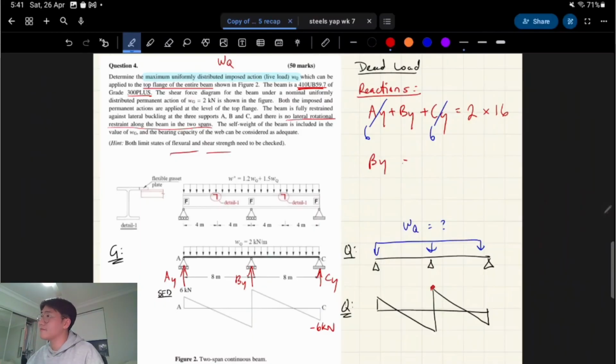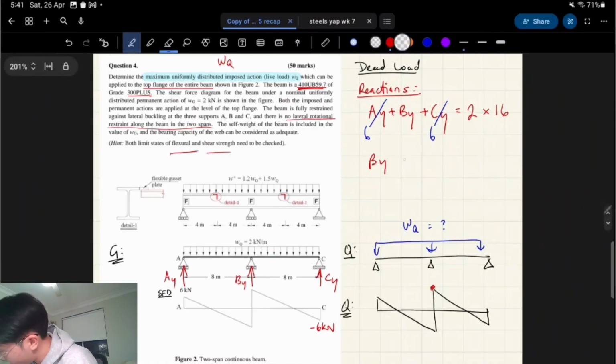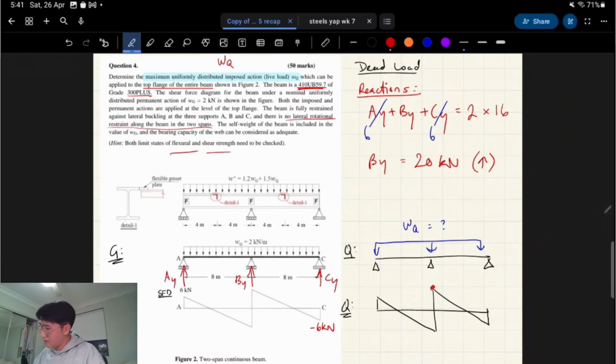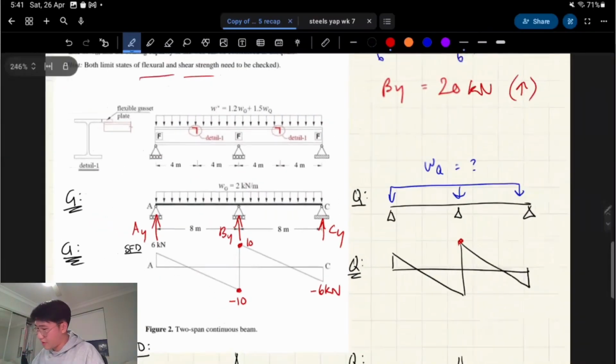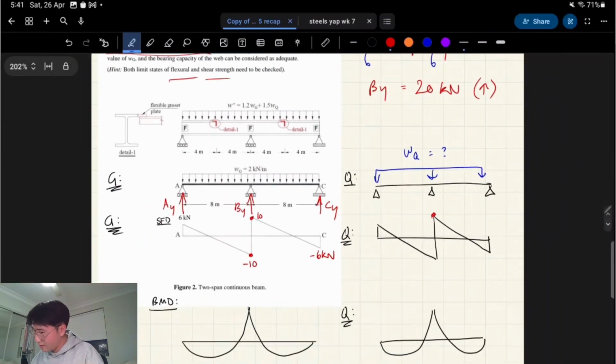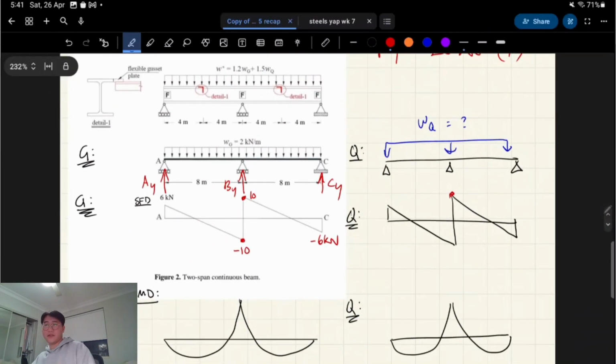Let's go to the BY. I'm just going to speed things up by looking at my notes. It's 20 kilonewtons acting upwards, which means it goes from negative 10 up to positive 10. So that's just for dead load.